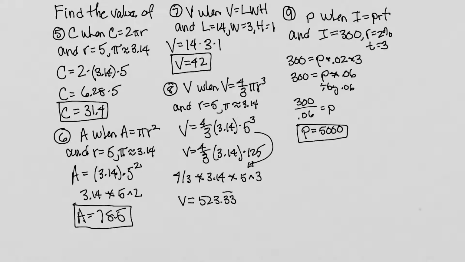So what this is actually saying is that if we invested $5,000 at 2%, left it in there for 3 years, we would make $300 in interest.